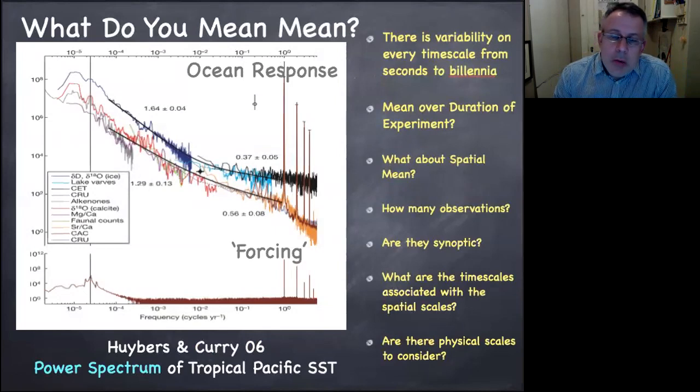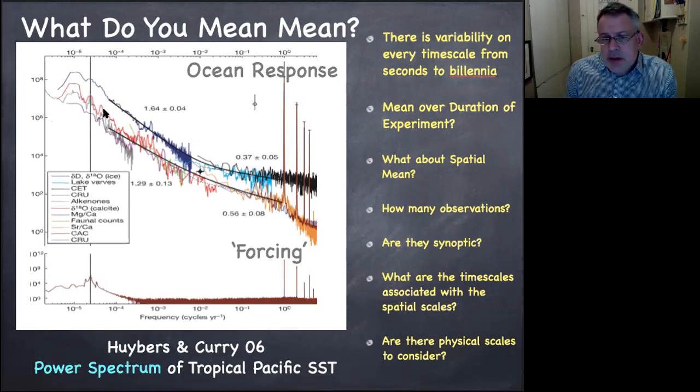So, one thing we're going to talk about is the averages, or the mean, or the expectation value. But when we think about this vast range of scales, one of the questions you might have is, well, which scale is the mean at? And that actually is, when we talk about the climatology of the ocean or the mean circulation, it's not clear that that has a real answer, because there's variability on every time scale from seconds to millennia. So here is a power spectrum.